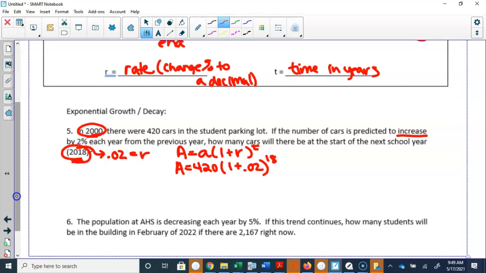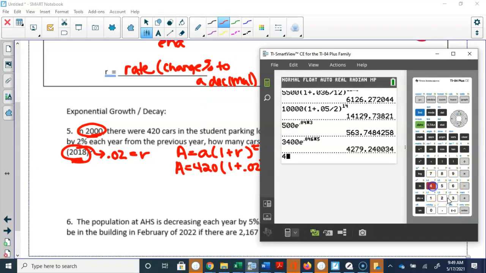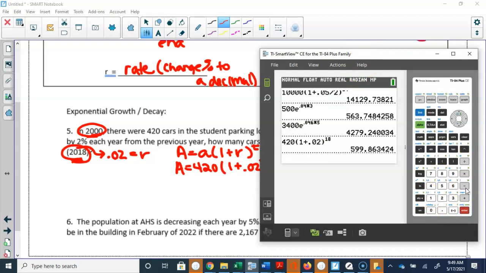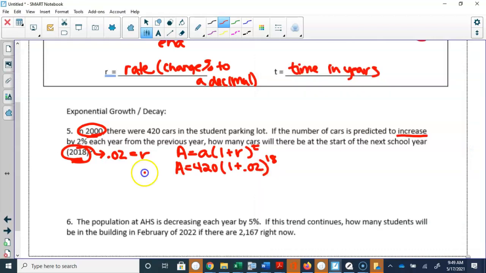I'm going to plug that into my calculator. 420 times 1 plus 0.02 to the 18th power, and we have 599.86. And since we're talking about cars, I'm going to go ahead and round that up to 600. Now check with your teacher. Your teacher may not want you to do that. Your teacher may just want you to keep it in decimal form.